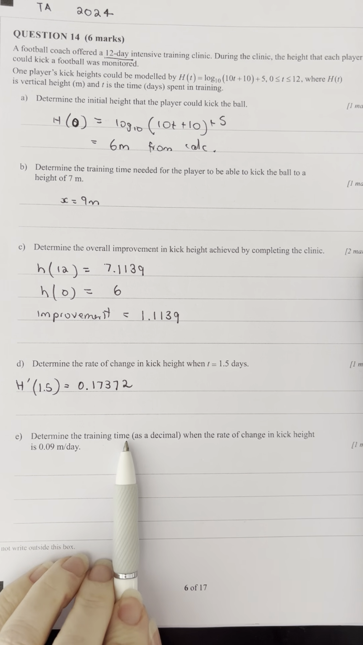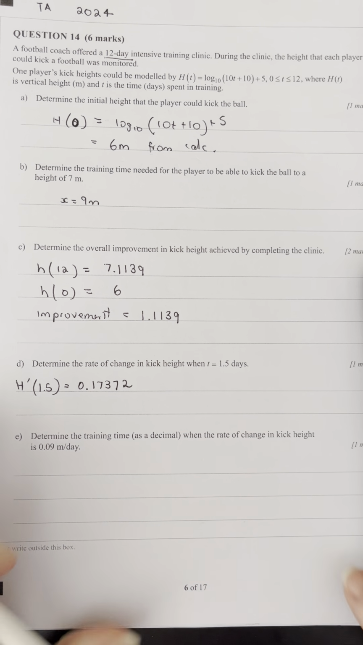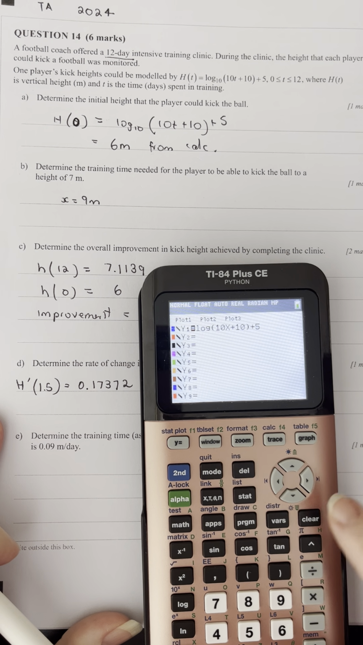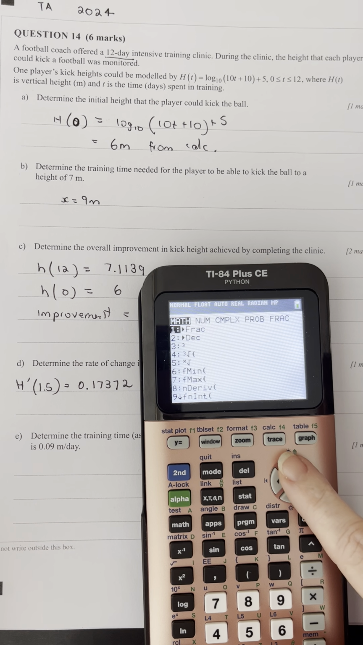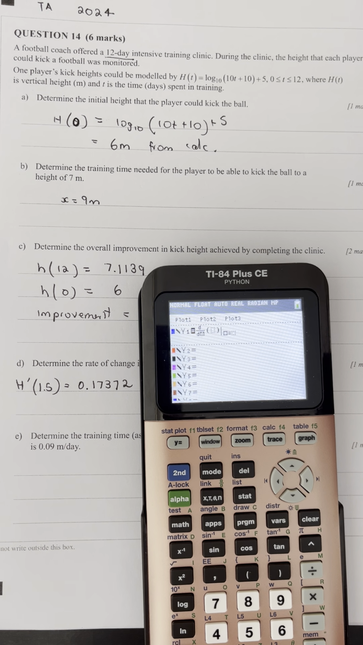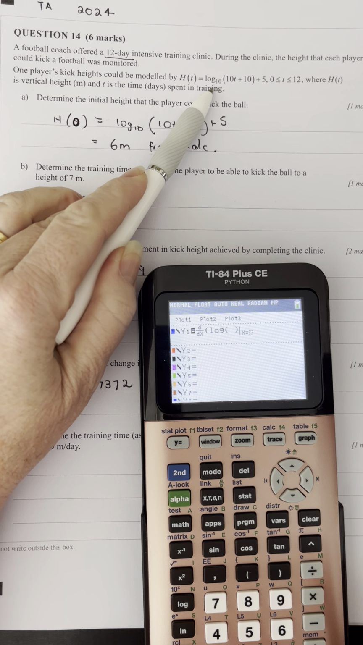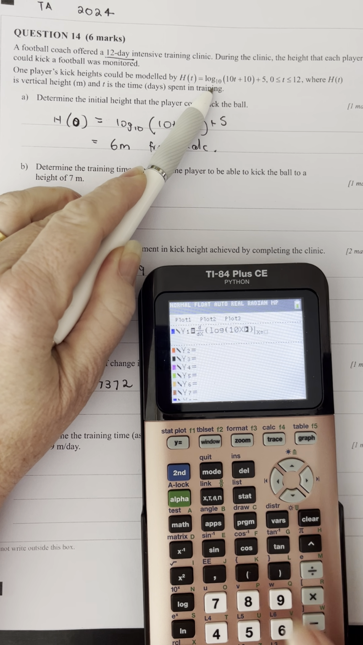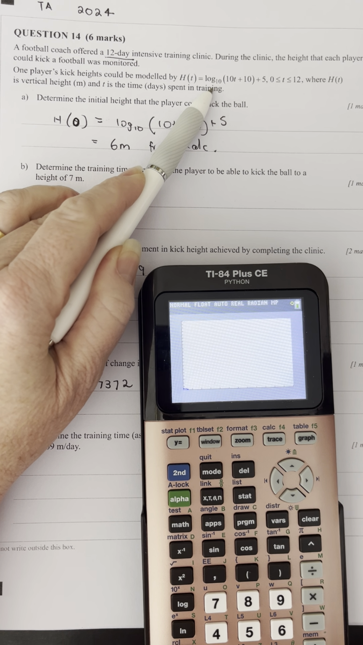Then it says determine the training time as a decimal when the rate of change in kick height is 0.09 meters per day. So again, let's use this graphics calculator to its potential. Get rid of that equation there. We're now going to put in the derivative. So if we press math, we can go to, whoops, I should have gone the other way. Here's our derivative. We're now able to put that derivative in. So we want d on dx. We want to type in that original equation. So our log of 10x plus 10 bracket plus 5 end bracket when x equals, just put x equals x, graph that.